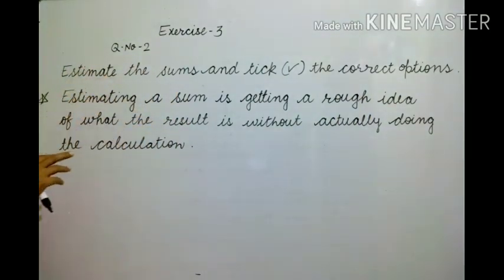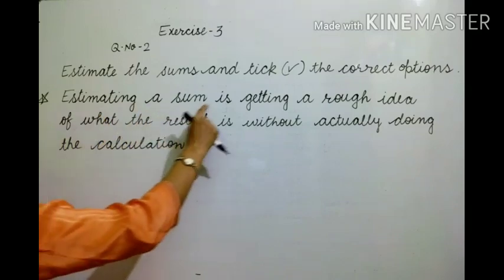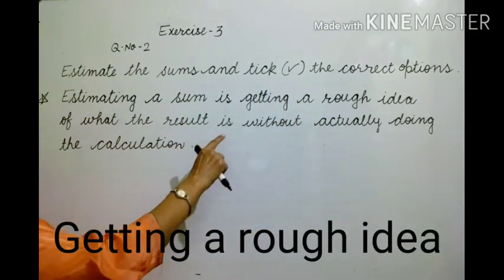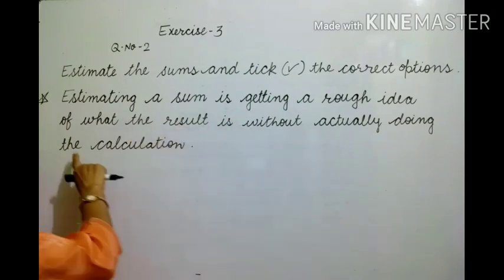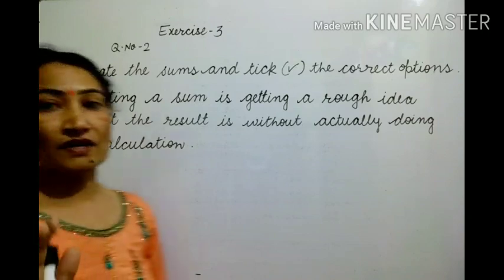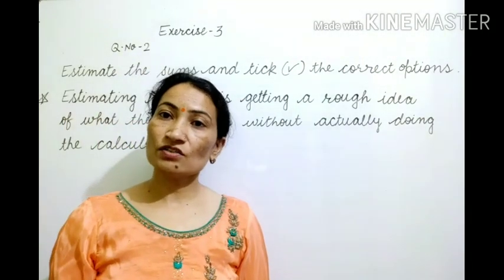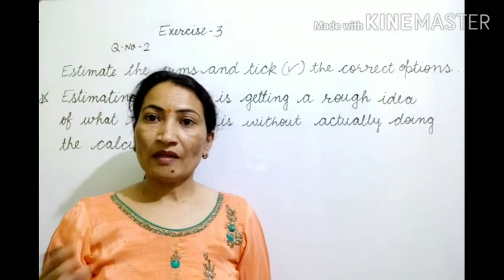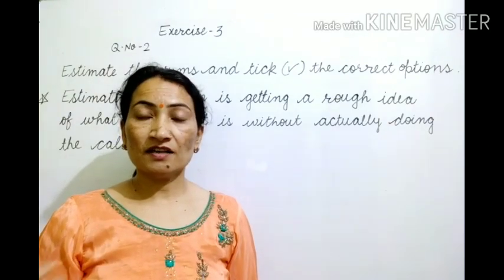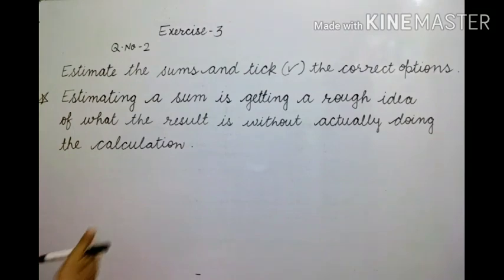First we will know what is estimating a sum. Estimating a sum is getting a rough idea of what the result is without actually doing calculation. It means we will not do the actual calculation, whether it is addition or subtraction. We will take a rough idea of the answer and then we will compare.